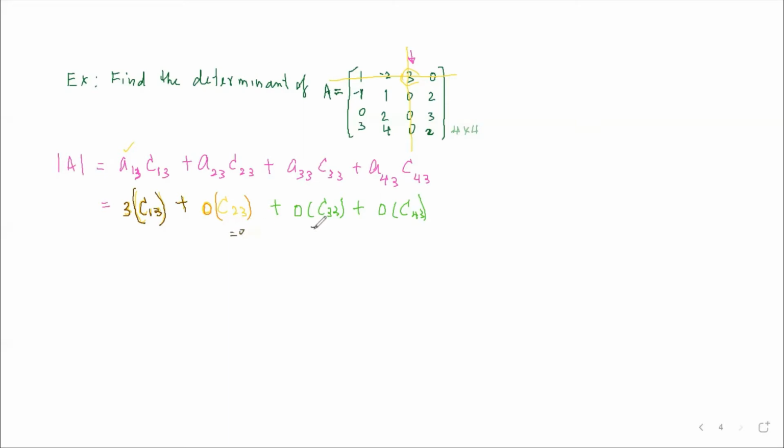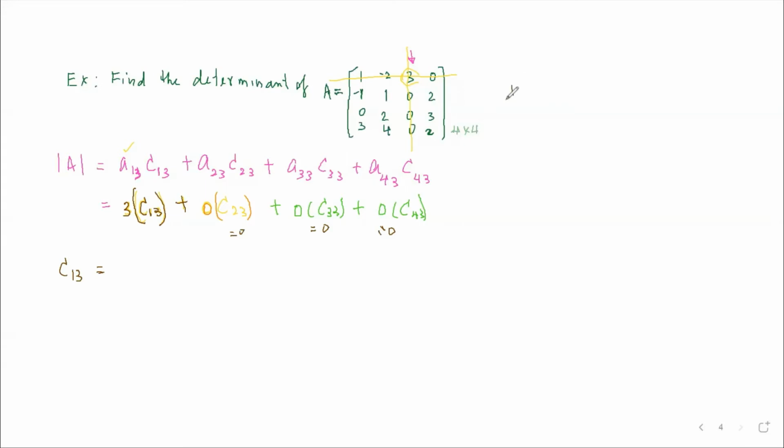This equals zero because 0 times the cofactor for 2, 3. So everything becomes 0. So this one equals 0. So our job is only to find what? The first one here. Find C13. First row, third column. So we're finding for this one. First row, third column. First row, third column.